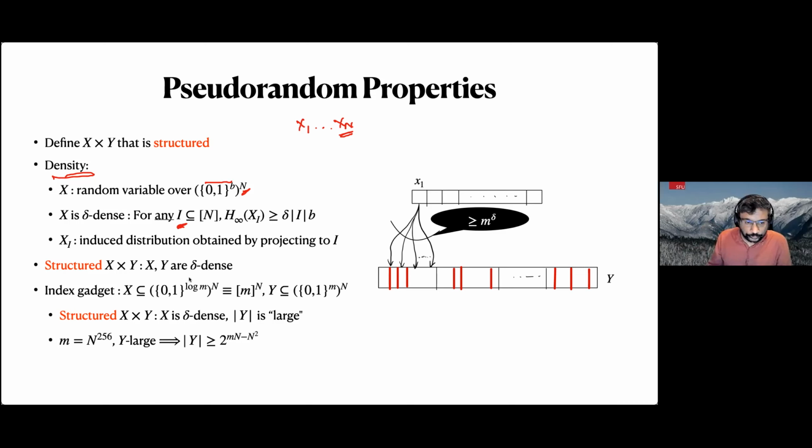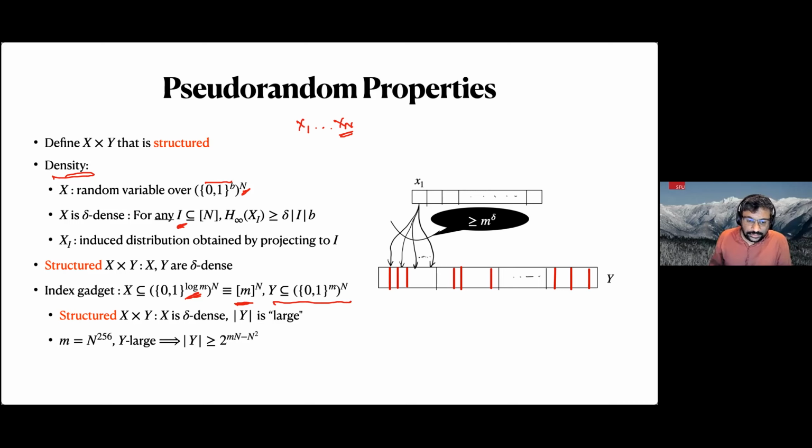To give some intuition of why we use min entropy, let me go back to the index gadget. In the index gadget, Alice gets n pointers, which are in 1 to m. To represent a number in 1 to m, you just need log m bits. So Alice's inputs are over these kinds of strings, which you can equivalently think of as m to the n. And Bob's inputs are much larger. They're bit strings of length mn.